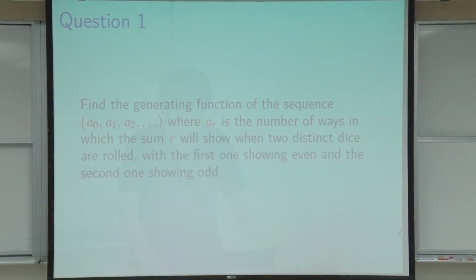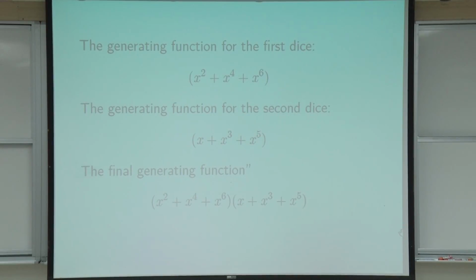So first, let's begin with the first question, which asks, find the generating function of the sequence where a_r is the number of ways in which the sum r will show when two distinct dice are rolled, with the first one showing even numbers and the second one showing odd numbers. So this one should be easy for you.